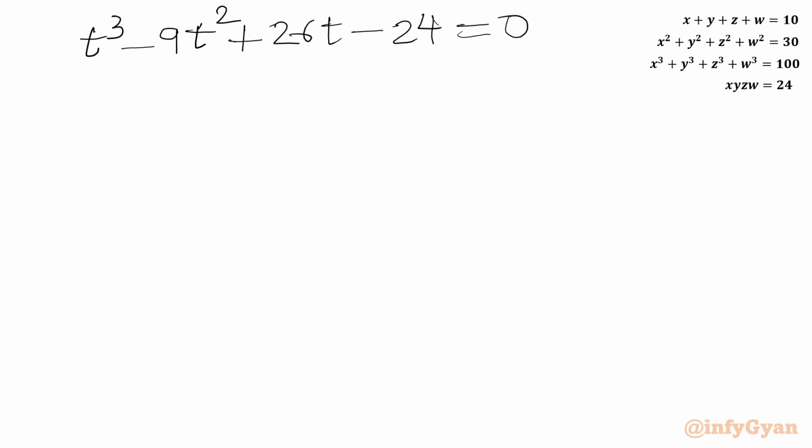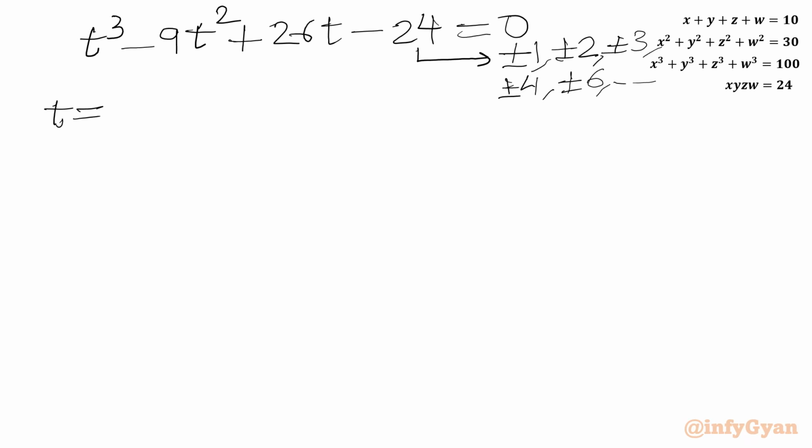Now we can think about the rational root theorem. So I need to know the eligible factors of 24. I can write plus minus 1, plus minus 2, plus minus 3, plus minus 4, plus minus 6 and so on. Now if I plug in t equal to 1 straight away, will it satisfy? Let's check. 1 minus 9 plus 26 minus 24. No, it is not. Minus 33 and plus 27. So it is not satisfying.